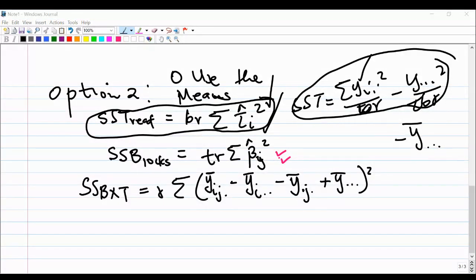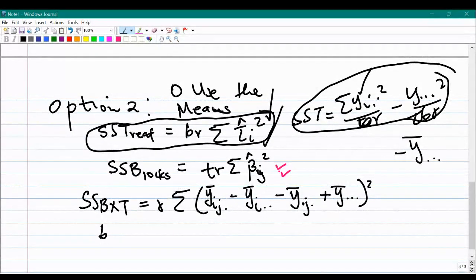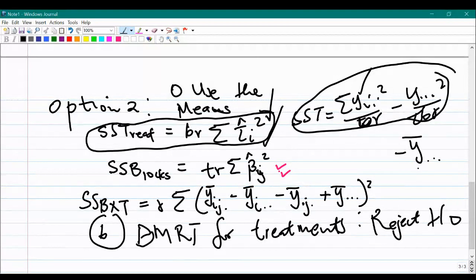So any question concerning the quiz, guys? I want to move to chapter 5 now. Any question concerning the quiz? So for the B part of the quiz, you are performing Duncan multiple range test for the treatment. Why the treatments? Because you rejected A0, right? So that's why you are asked to perform pairwise comparison for the treatments.